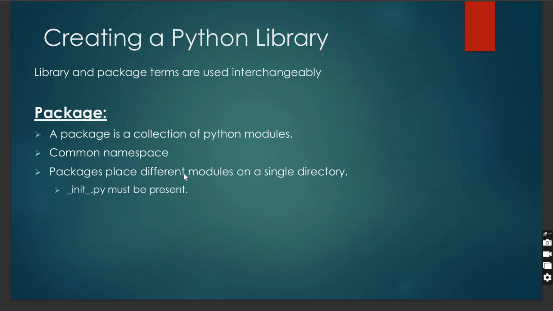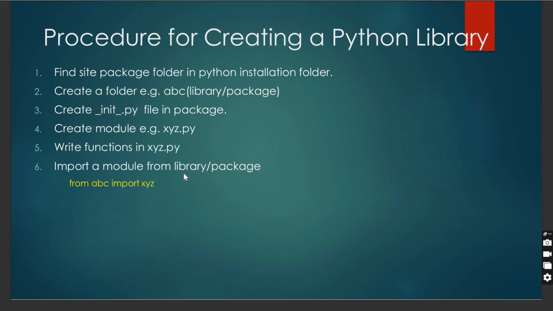If you want to create your own library, you can do this. You have to create a folder ABC, and inside that we create the Python module xyz.py, and we write the functions in xyz.py. So how to import this? From ABC import xyz. So from ABC we import xyz, and that also can be done.